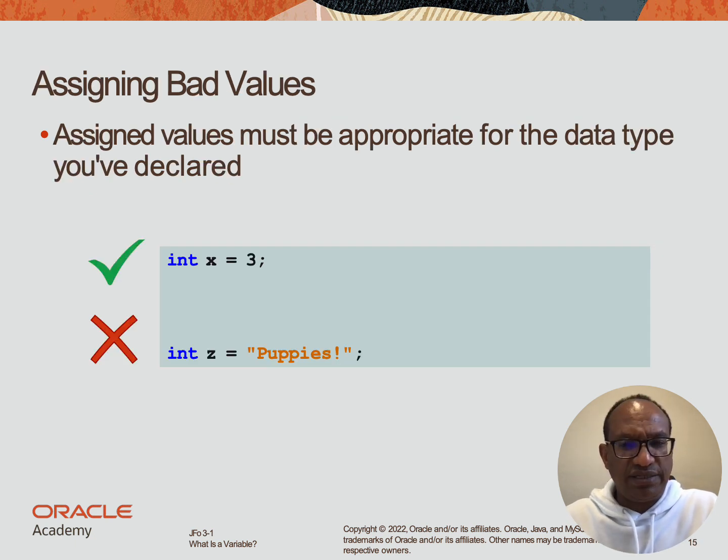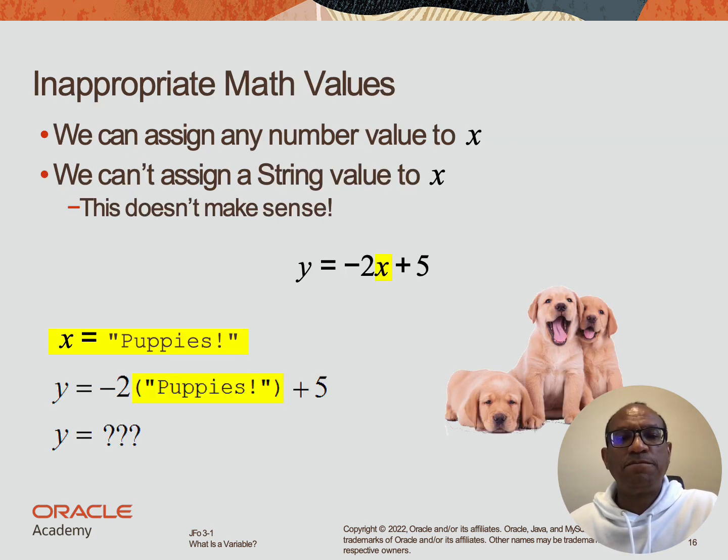Be careful with data types. Assigning an incompatible value, like a string to an int, will result in an error. The same logic applies in math. You wouldn't substitute a word into a number equation. Java works the same way. You must respect data types.